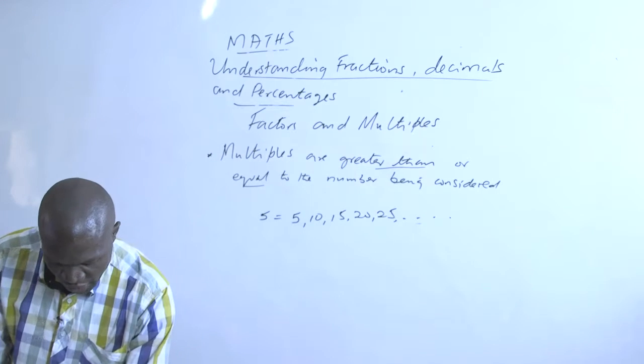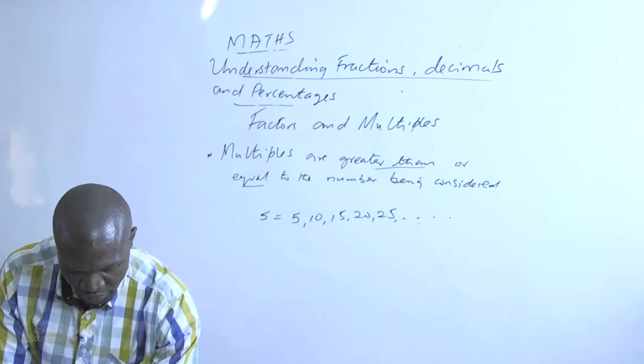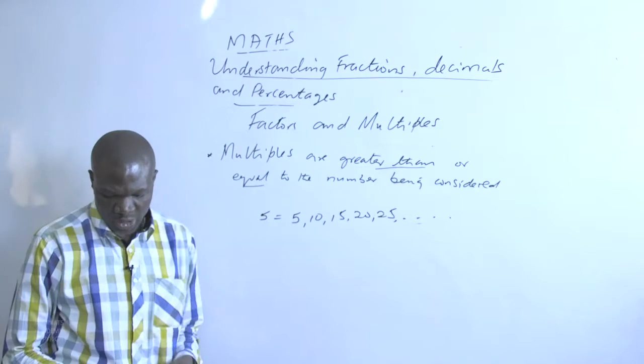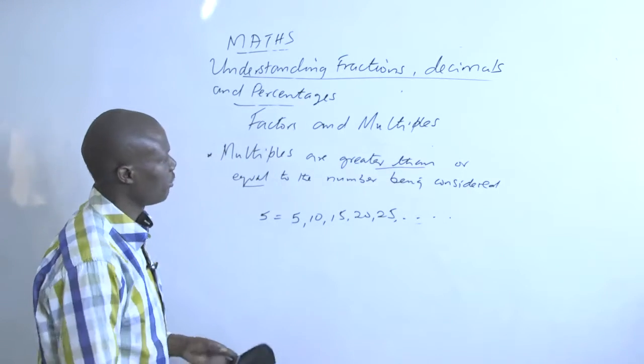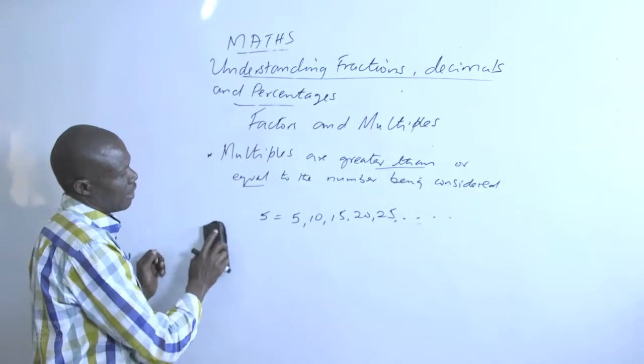So how do we arrive at these multiples? I want us to look at the following problem and see how multiples and factors are calculated.